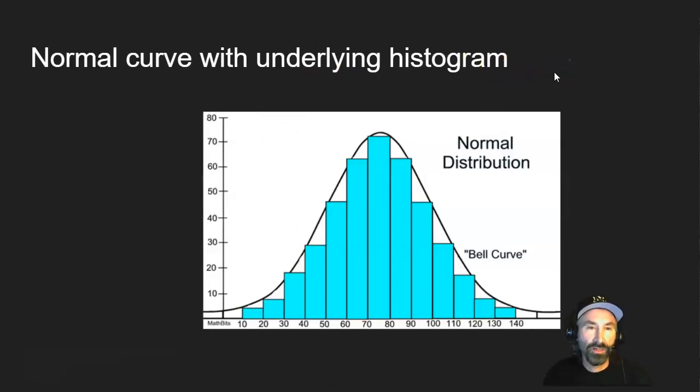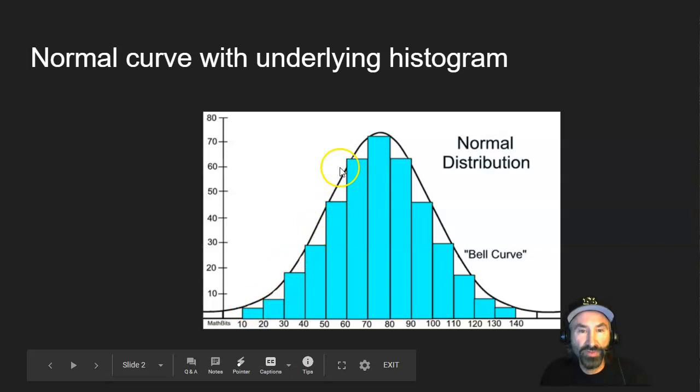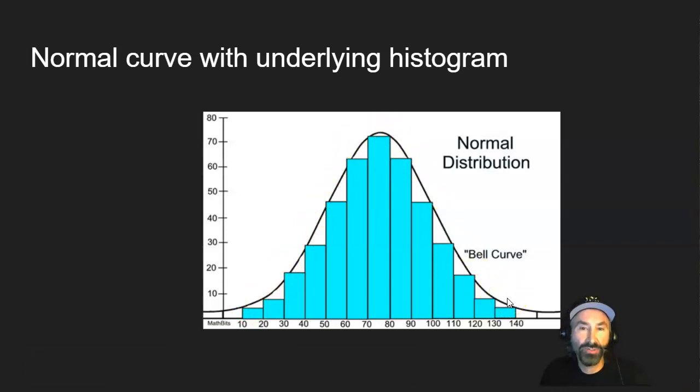First of all, the normal curve is just a representation or a model of some underlying data, which we could represent using a histogram. So if you look here and you see the histogram, you'll see that the normal curve kind of traces the edge of a histogram that is symmetrical and unimodal.